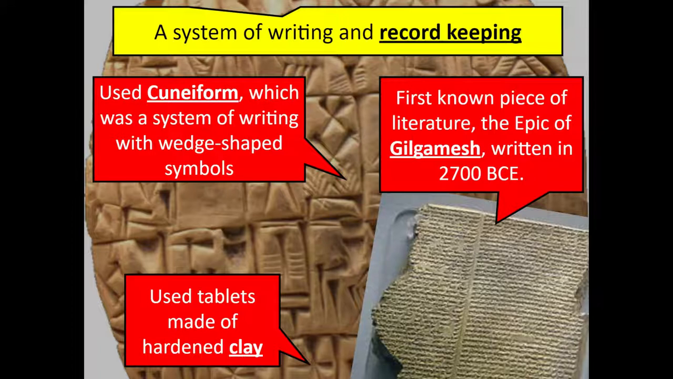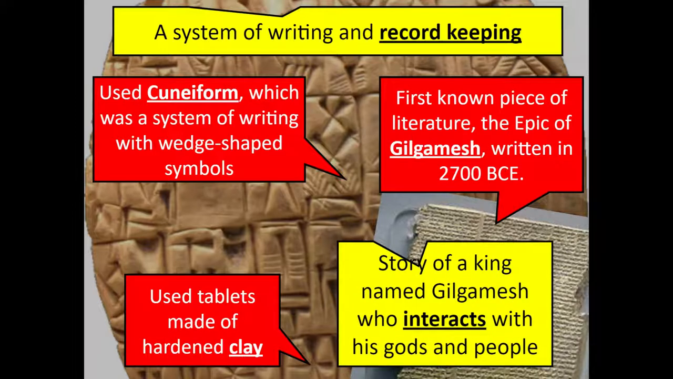we did find, archaeologists found, a piece of literature or a story called the Epic of Gilgamesh, which is written in 2700 BCE. And this is one of the oldest stories we have that has survived written down. It's the story of a king named Gilgamesh who interacts with his gods and his people.